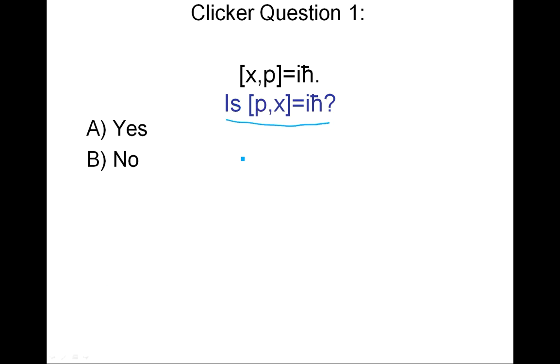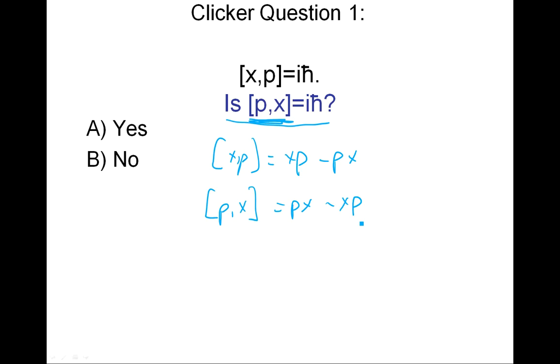Hopefully you can see now, you can go through and do this like we did the last example, but you can also just show yourself that [x, p] is equal to xp minus px, and of course [p, x] is equal to px minus xp, and so they're just the inverse of each other. So the answer is no, and if you actually go through and calculate this, [p, x] is equal to negative i h bar.